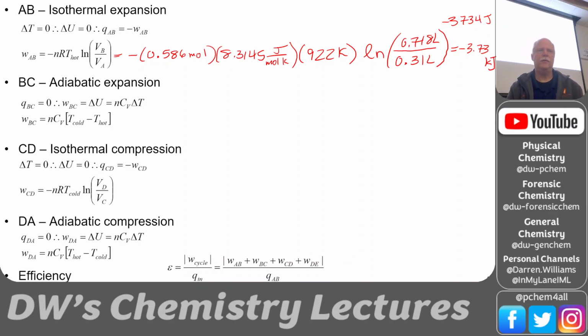Okay. Did y'all get that? Are you following along? All right, now the heat, this is the work AB, so Q_AB is equal to that same number with a different sign, plus 3.73 kilojoules.